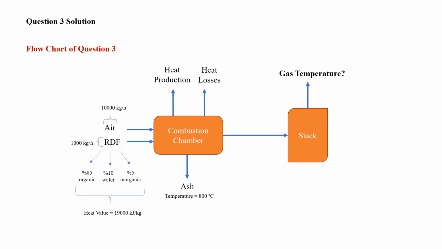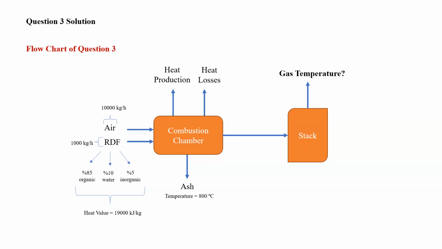And here you can see the relevant flow chart of question 3. Basically, we have a combustion chamber at the center, and stack is located in the right-hand side of this page. And in the left-hand side, you can see inputs as air and refuse-derived fuel. And composition of this fuel and air and fuel flow rates are also shown in this chart. By using these inputs, we can combust the fuel and produce heat.